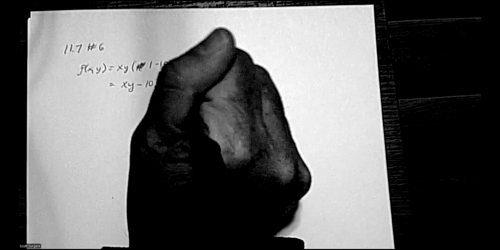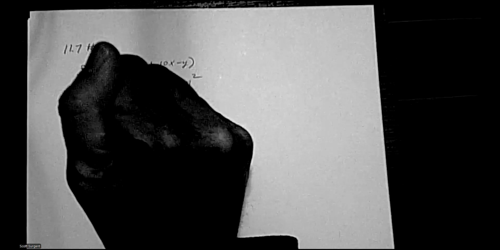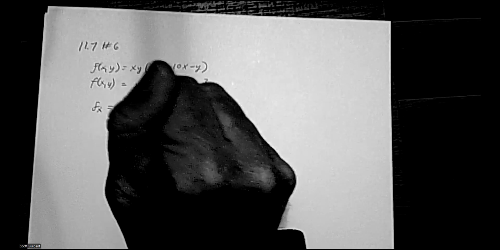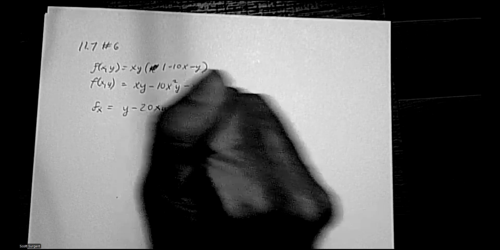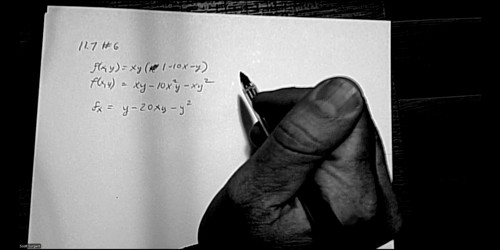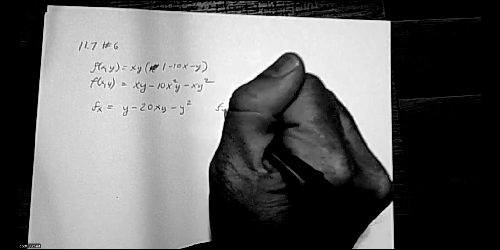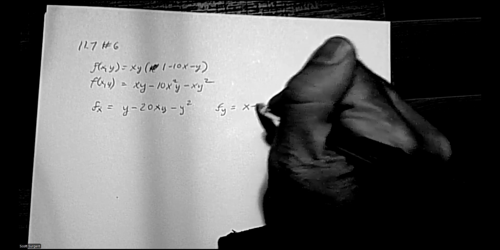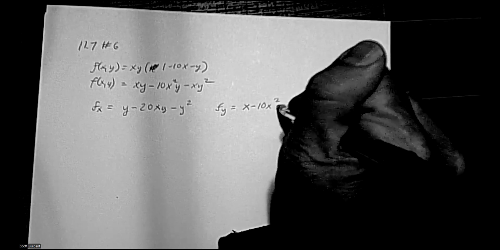All right, well, first thing we've got to do is go ahead and distribute, and then take partial derivatives. So make sure you do that step correctly. The partial of xy with respect to x is y. Here we're going to get negative 20xy, and here we're going to get negative y squared. And then f sub y is going to be x take away 10x squared, take away 2xy.